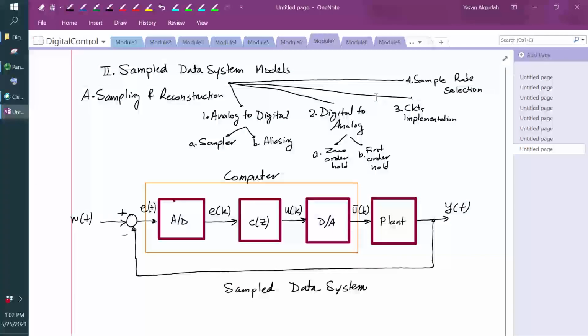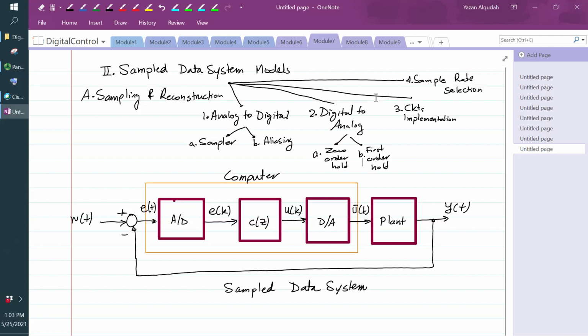So what we're going to be covering in this topic, we're going to be looking at sampling and reconstruction, and we're going to be looking at analog to digital conversion. We're going to look at the sampler, at aliasing. Then we're going to look at digital to analog conversion. We're going to look at zero order hold and first order hold. And then we're going to look briefly at the circuit implementation, and we're going to look at sample rate selection.